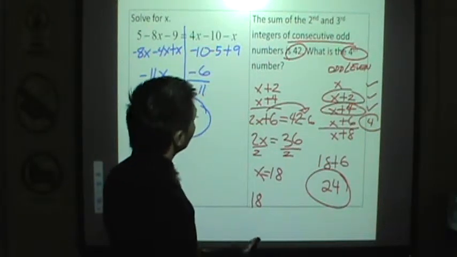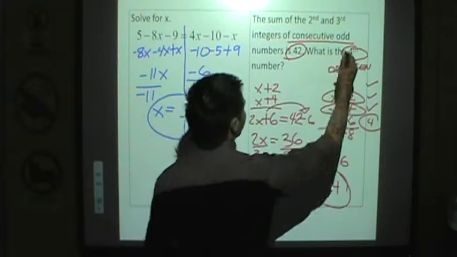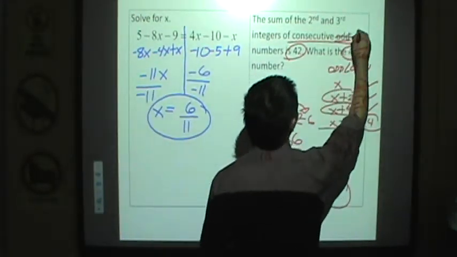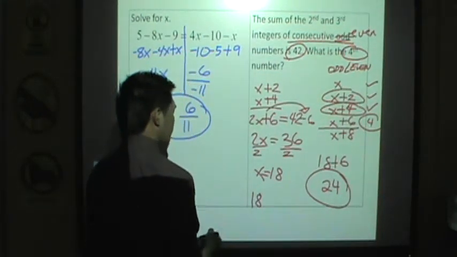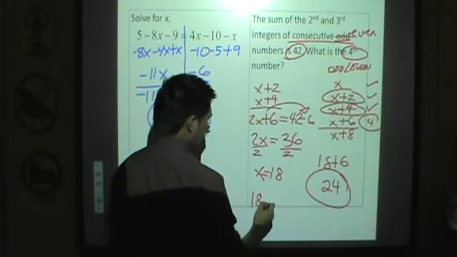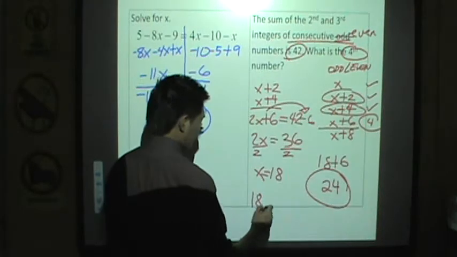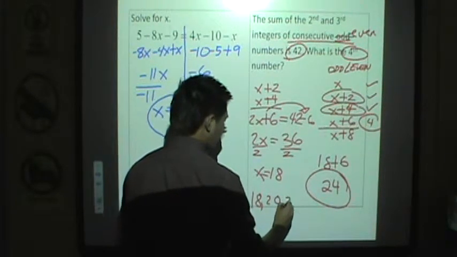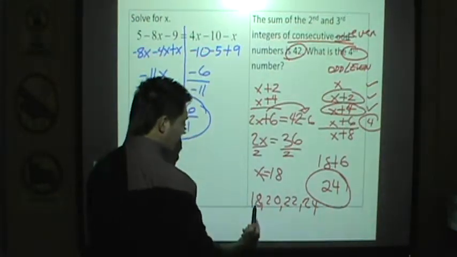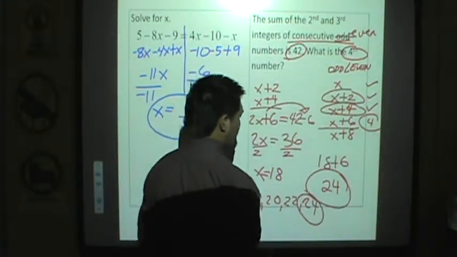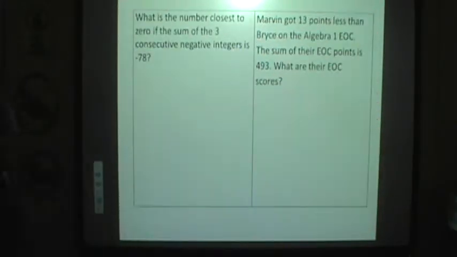Okay, let's say the question is even. Again, odd or even, they share the same formulas. So 18, 20, 22, and 24. If we're looking for the fourth number, we have 1, 2, 3, 4. That's right. We have 24. 24 is the answer. Next.